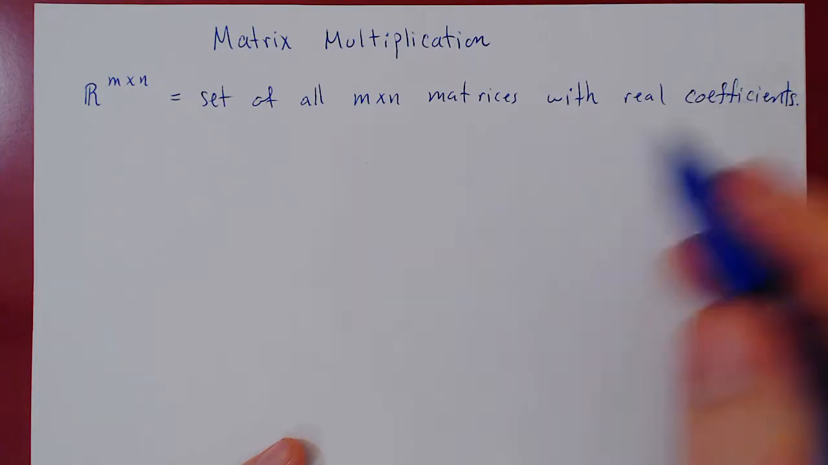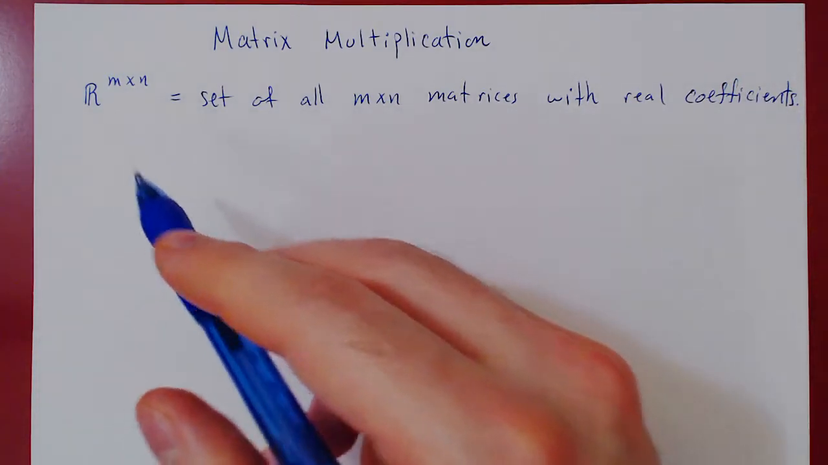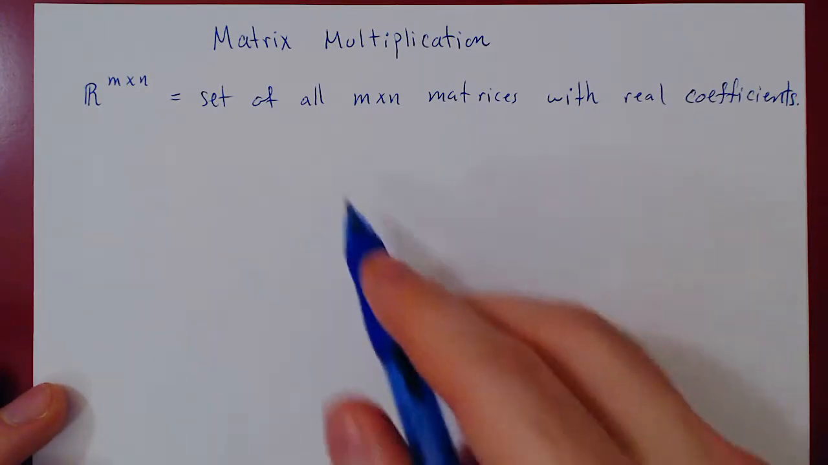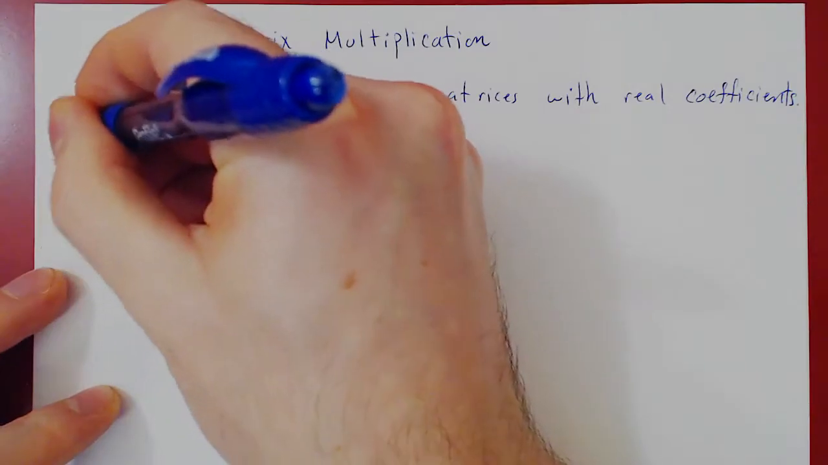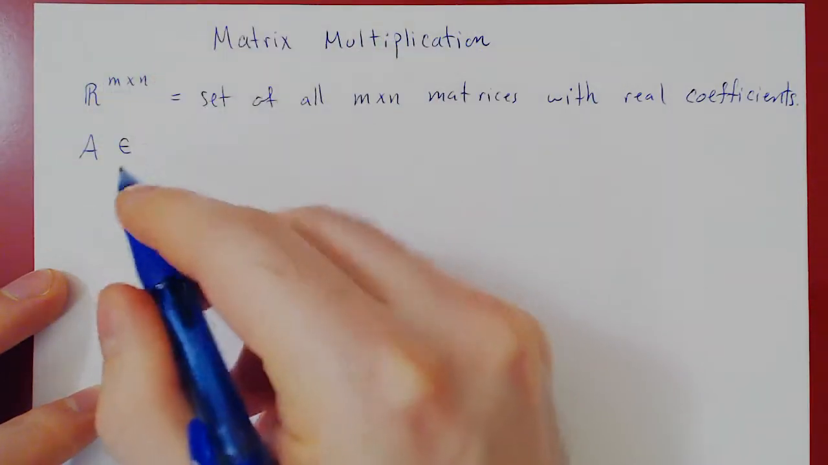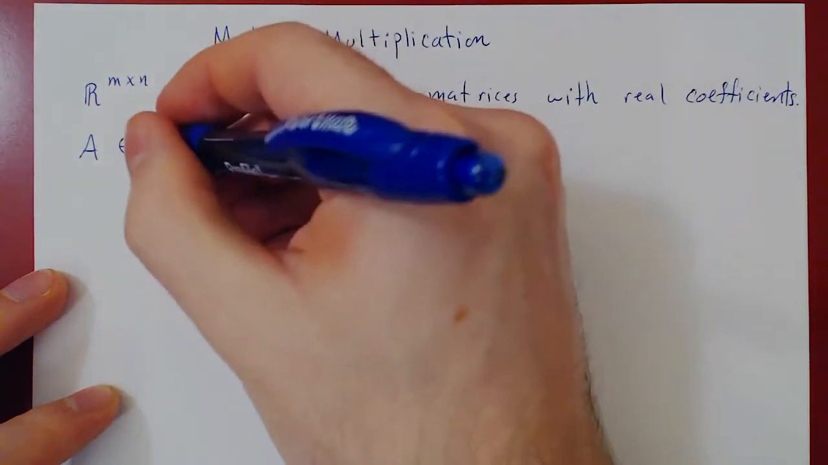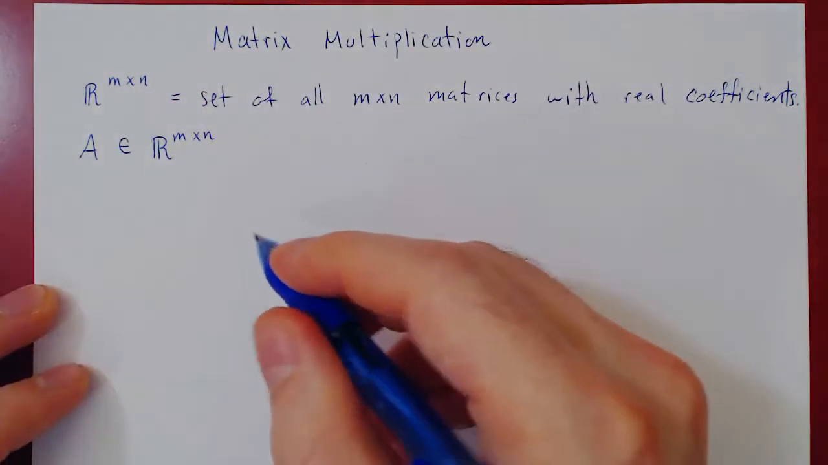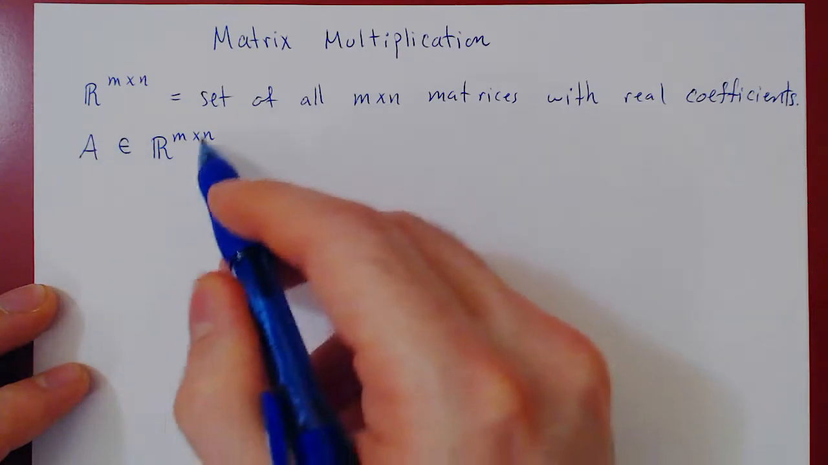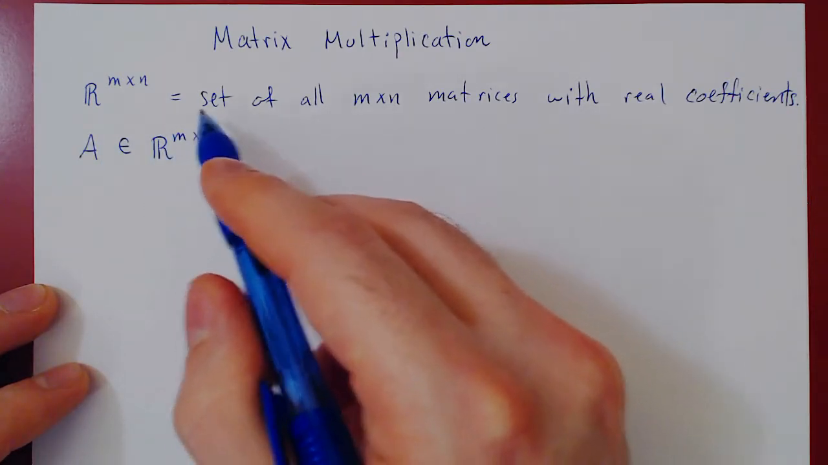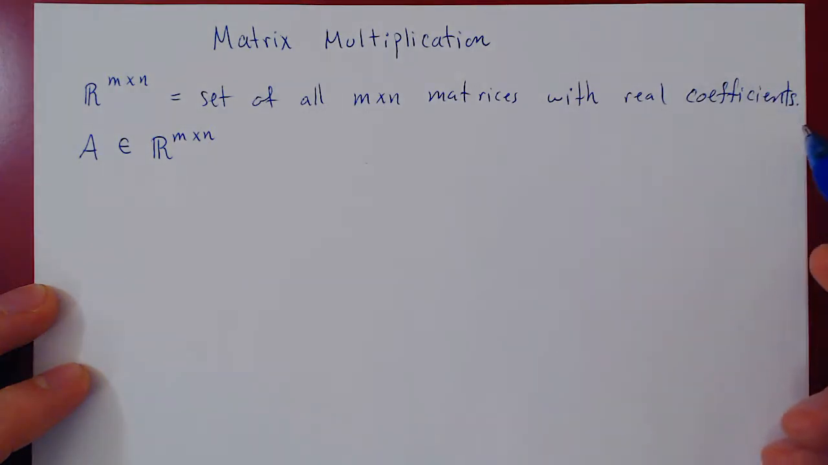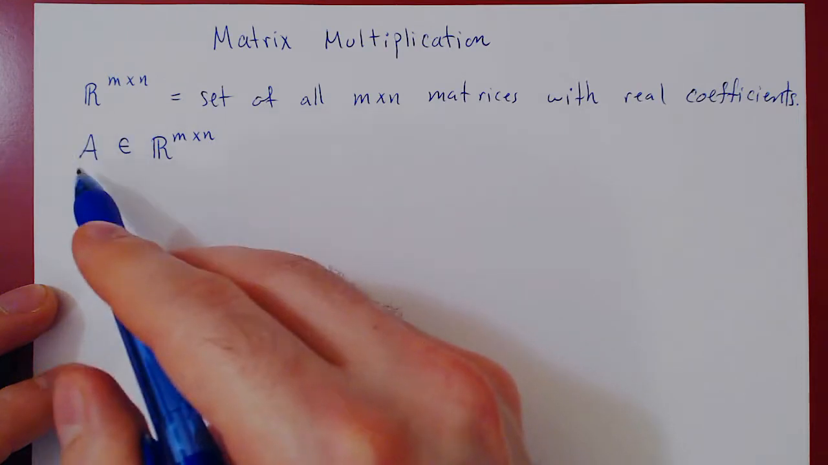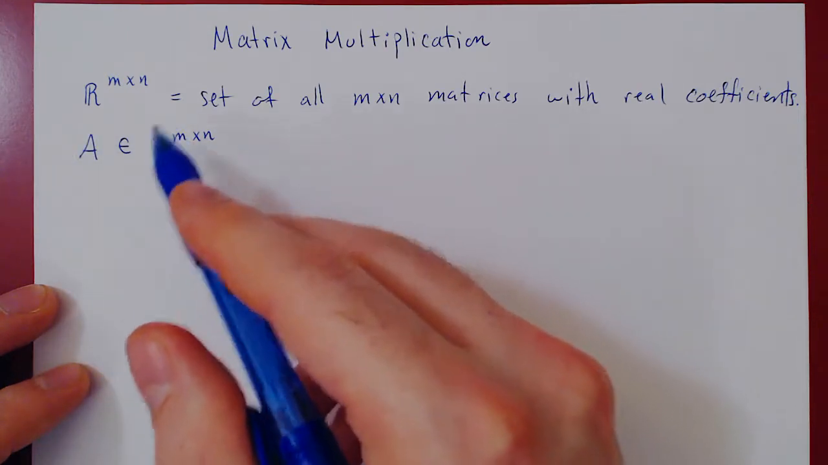Or if you prefer, entries. So instead of writing, say, if you take a matrix A, instead of writing A is an m by n matrix, we will simply write A belongs to, right? This is the symbol belong to the set R^(m by n). So this means that A is an element of this set. This is the set of all m by n matrices with real coefficients, with real entries. And so if A belongs to this set, A must be an m by n matrix with real entries.